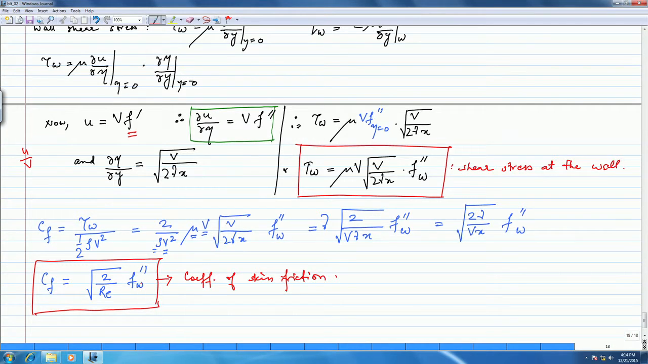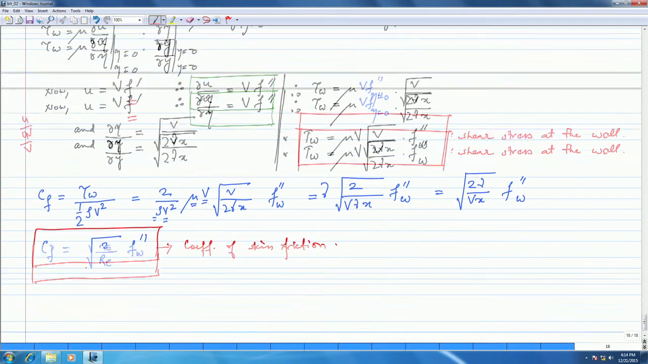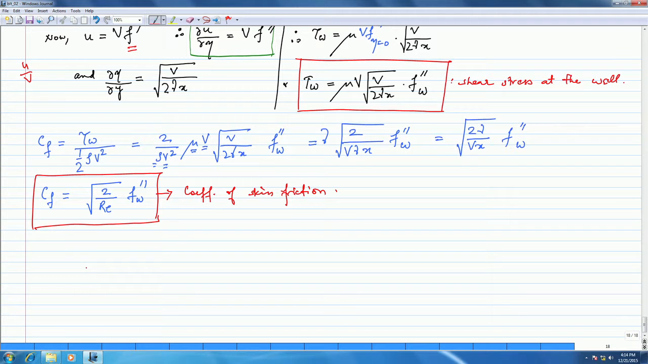And then if you continue further, I should get an output of f double dash at the wall. Then I can use that to calculate the coefficient of friction. So, that's that. Now, let us dwell a little further on this and see what we will get. Let's do this a little further.